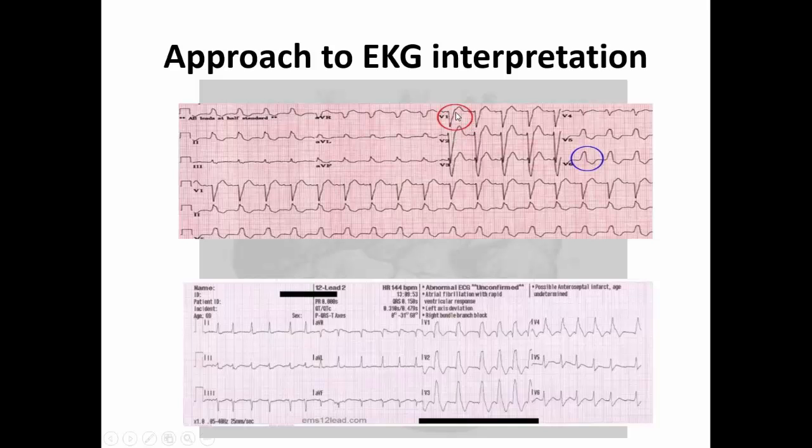When we take a look at the QRS complex in V1, it's clearly more than 3 small boxes, so more than 0.12 seconds, which is a bundle branch block by definition. The net QRS deflection is downward in V1. If the net was upright in V1, that would be a right bundle branch block, but since it's downward in V1, that's a left bundle branch block. With left bundle branch block, you'll see more of a net upright in V6.